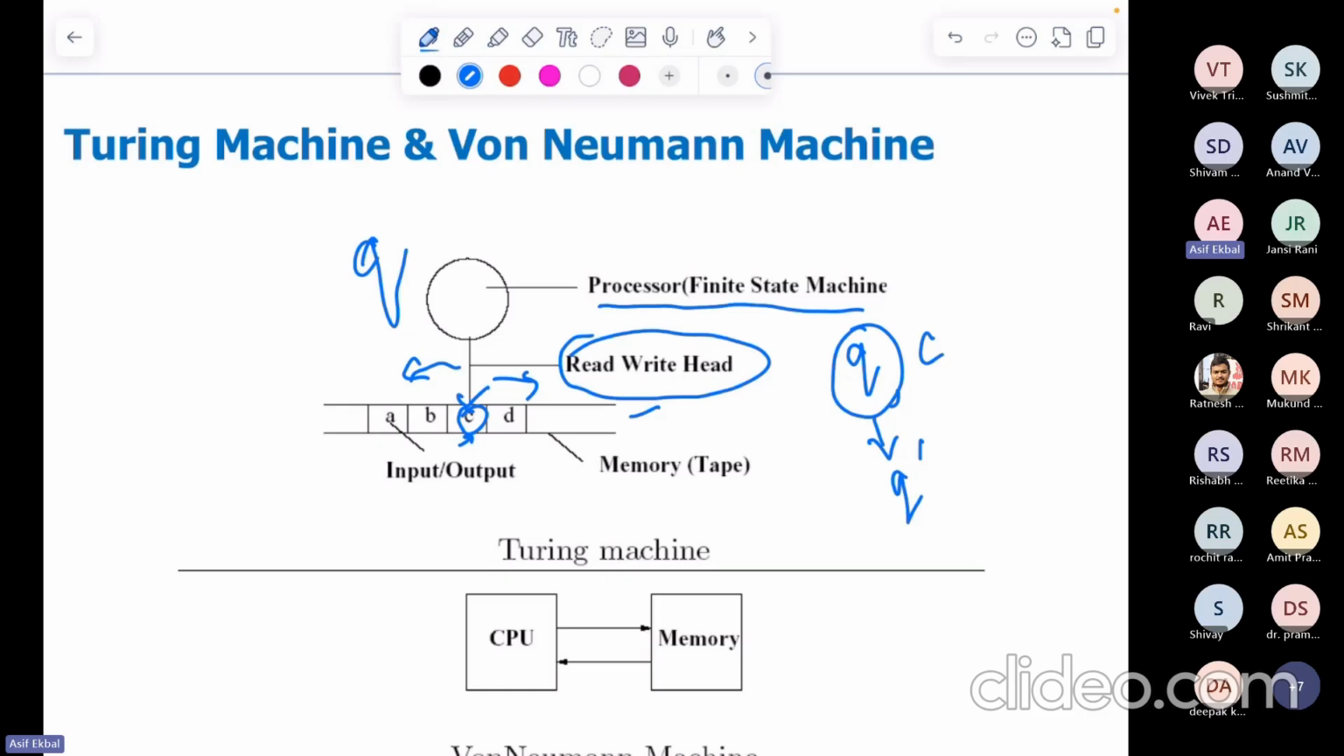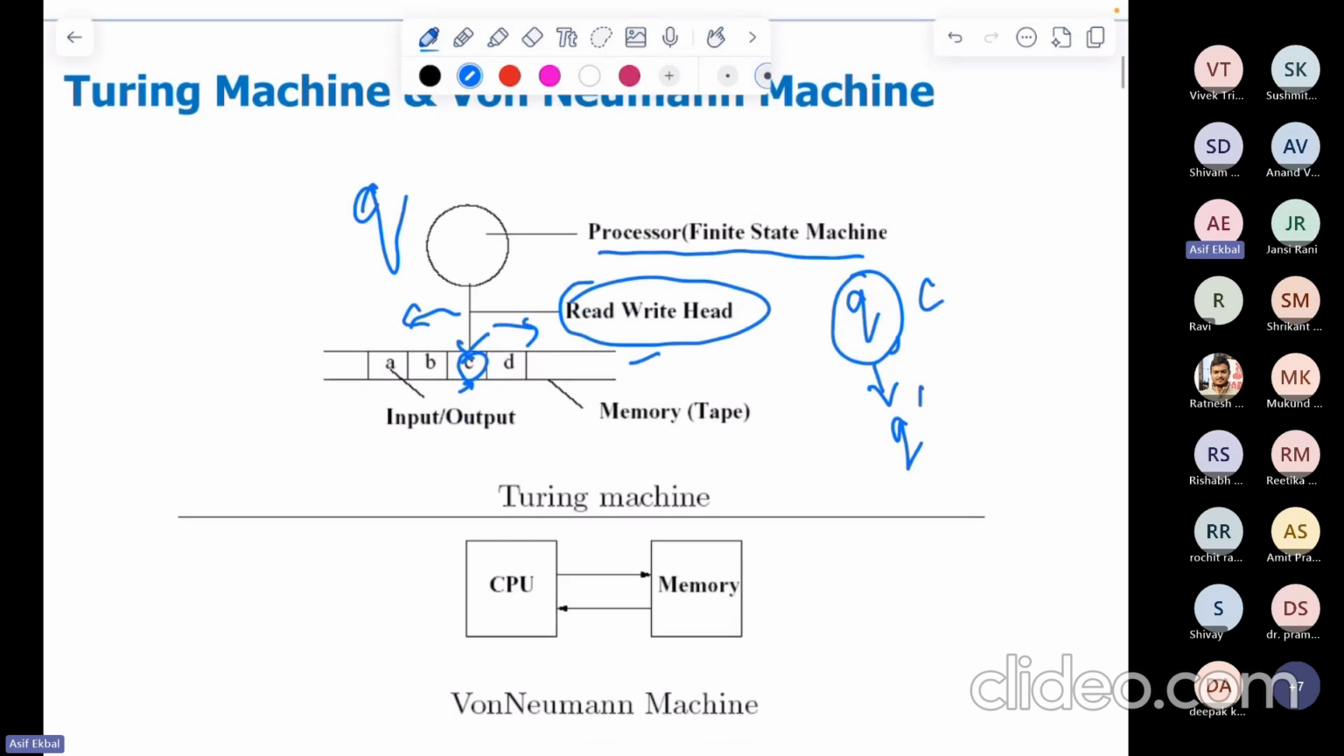And the Turing machine you can consider as a kind of general purpose computer that can do basic operations like addition, multiplication, division, all these operations when the computer does. So you can also do it using the Turing machine. And this is a very powerful concept in theoretical computer science.